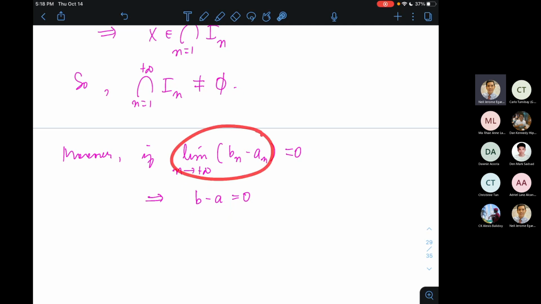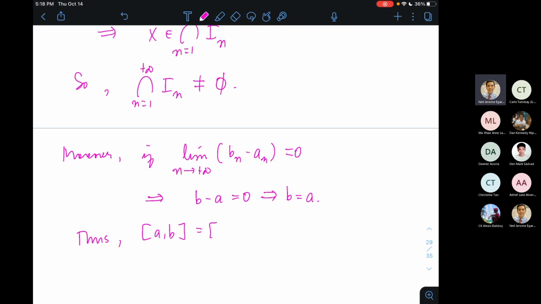Pero sabi natin yung limit ng Bn minus An must be equal to 0. So that means B minus A must be equal to 0. But that is the same as saying B is equal to A. And thus, the closed interval AB reduces to this closed interval, which is basically a singleton. Isa lamang yung laman niya, which is the number A.